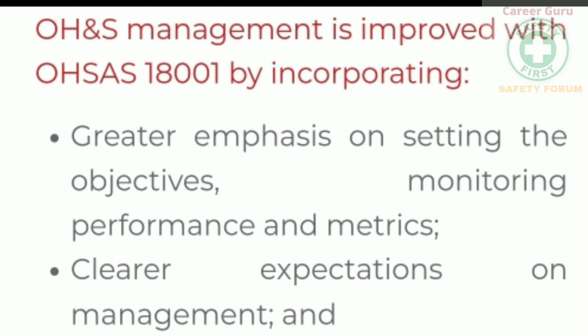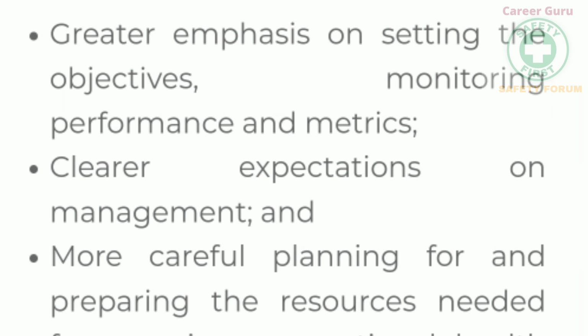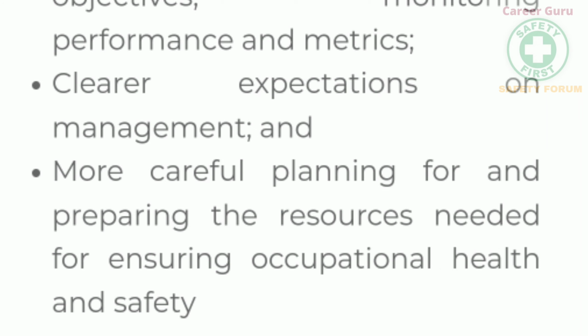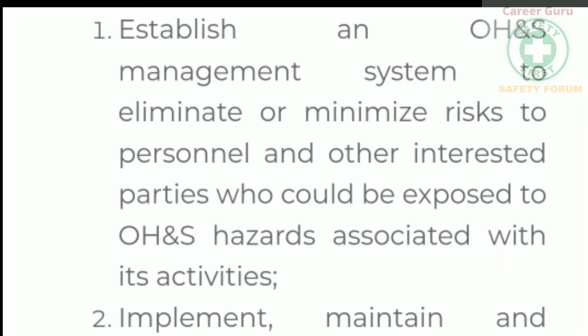So how can we improve the OH&S management system along with OHSAS 18001? By incorporating greater emphasis on setting the objectives and monitoring the performance and metrics. Similarly, clearer expectations on management and more careful planning for and preparing the resources needed for ensuring occupational health and safety. Now we will see where OHSAS 18001 applies: to all types and sizes of organizations, and to which all organizations it can be applied.